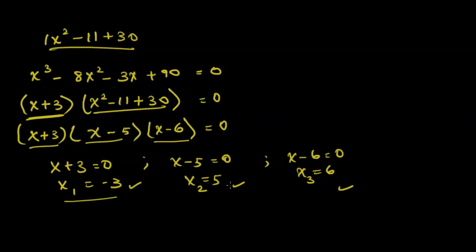Now we also know these x values are nothing but what are called x-intercepts. So these will be the points where this function is going to meet the x-axis. This function is going to meet the x-axis at negative 3, 5, and 6.